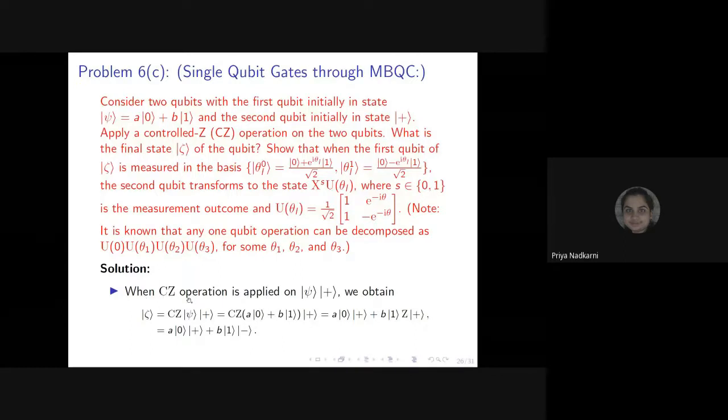When we apply a CZ operation on psi and plus, let's expand out psi. Psi is nothing but A|0> + B|1>. Expanding further, we get (A|0> + B|1>)|+>. When we apply CZ on this, because the first qubit is in state 0, it doesn't do anything on the second qubit, but as the first qubit is in state 1, it applies a Z operation. We know that when Z acts on plus, we get a minus state. That's why we get A|0>|+> + B|1>|->.